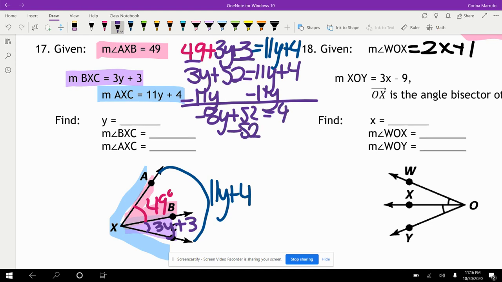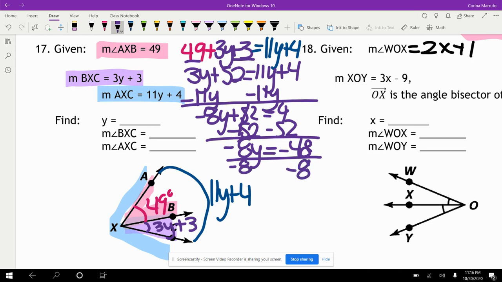Our next step is to move over the 52 to the other side, and we do so by subtracting. So we're left with negative 8y, and then 4 minus 52 gives us negative 48, and our last step is to divide by negative 8. So now we found that y is equal to 6 when we divided. Y equals 6, we can go ahead and plug it into the equation.